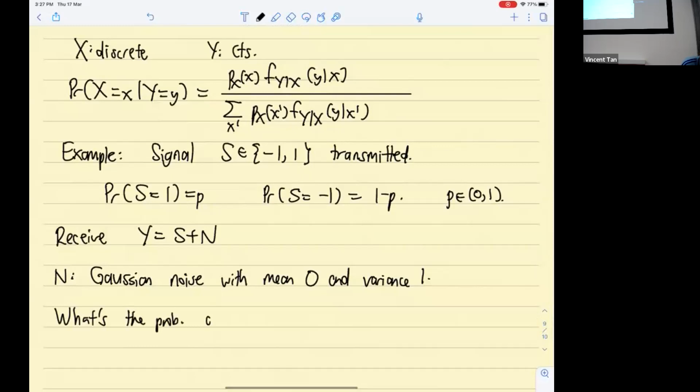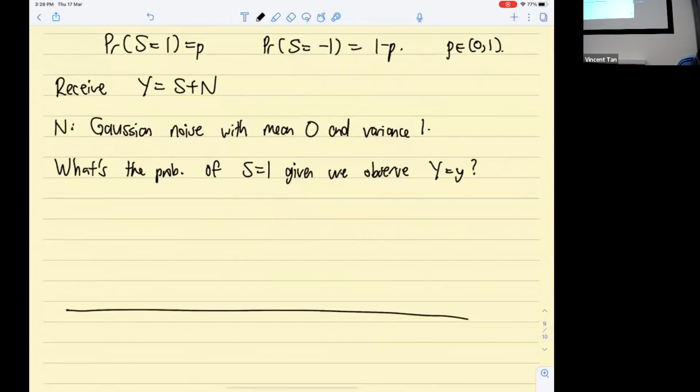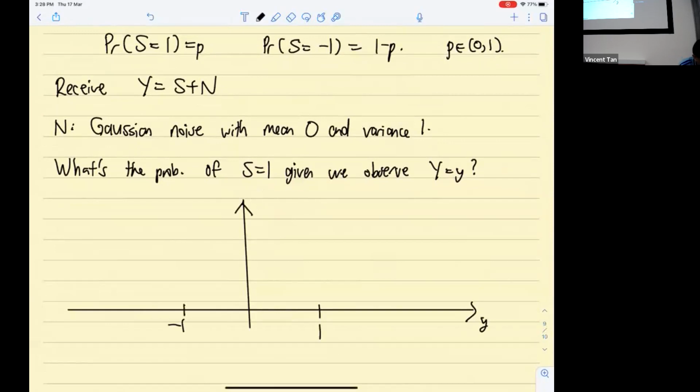What's the probability of S equals 1 given we observe Y equals y? We are going to sweep through all values of y and see whether it makes sense later on. So the picture is the following, and we need to draw a picture. We either transmit S equals 1 or S equals minus 1. And this is the Y.